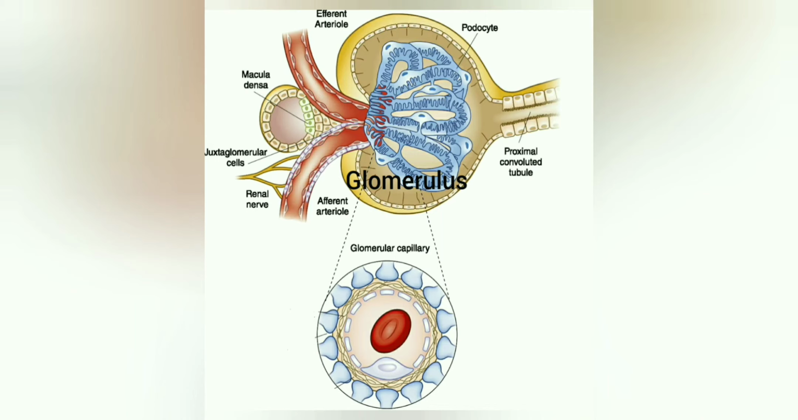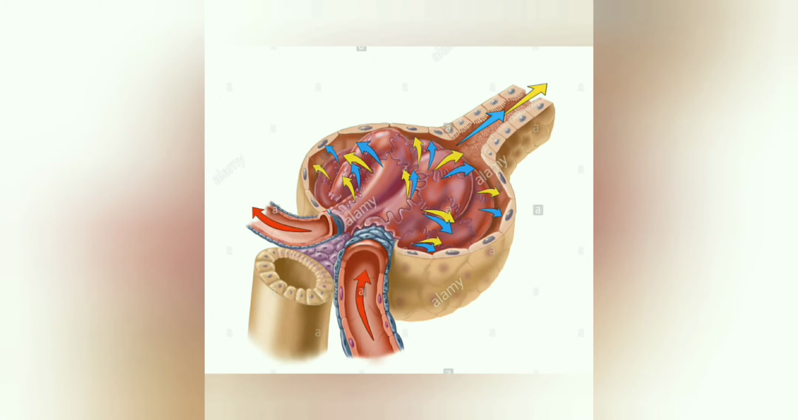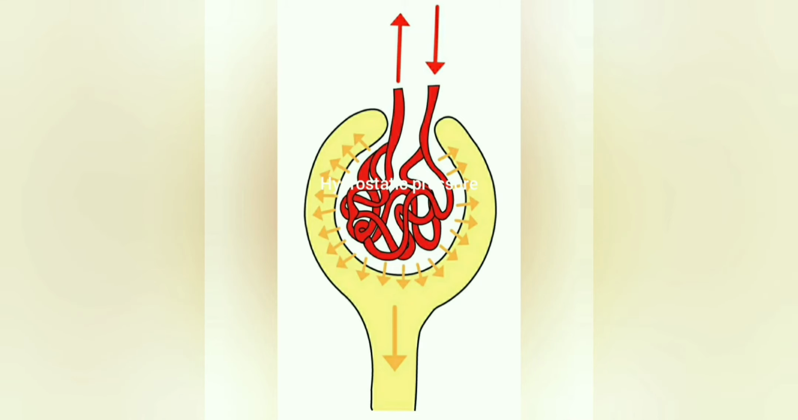Capillary wall is fenestrated, that is, porous. All capillaries reunite to form an efferent arteriole that leaves the cup-shaped cavity. Diameter of afferent arteriole is greater than efferent arteriole. It creates high hydrostatic pressure in glomerulus. It is important for ultrafiltration.